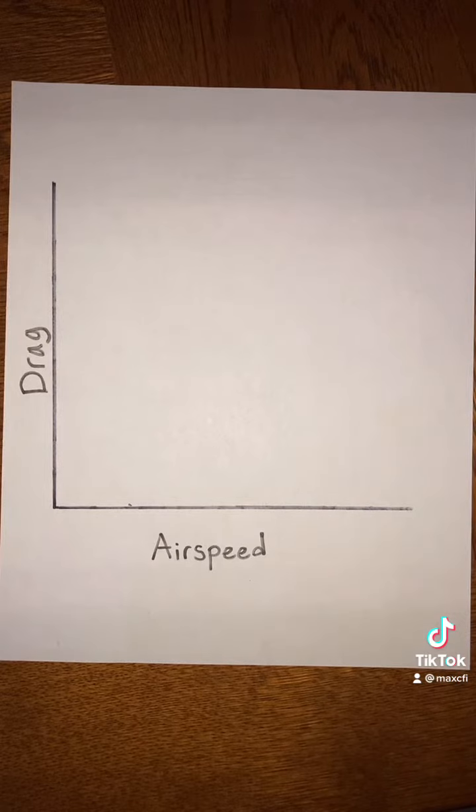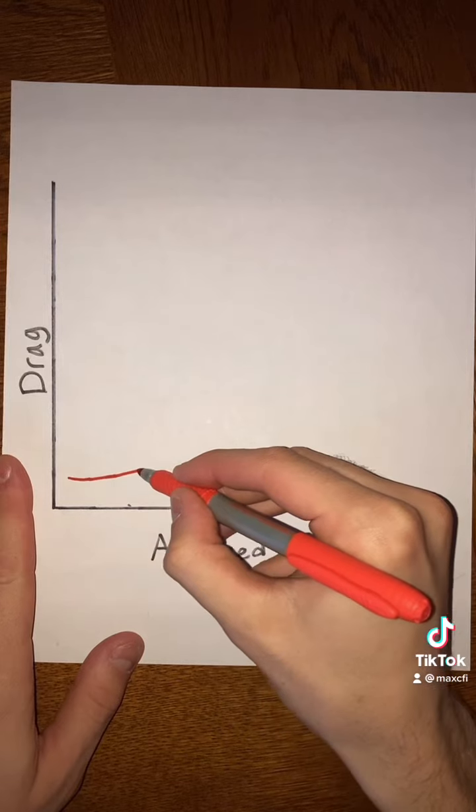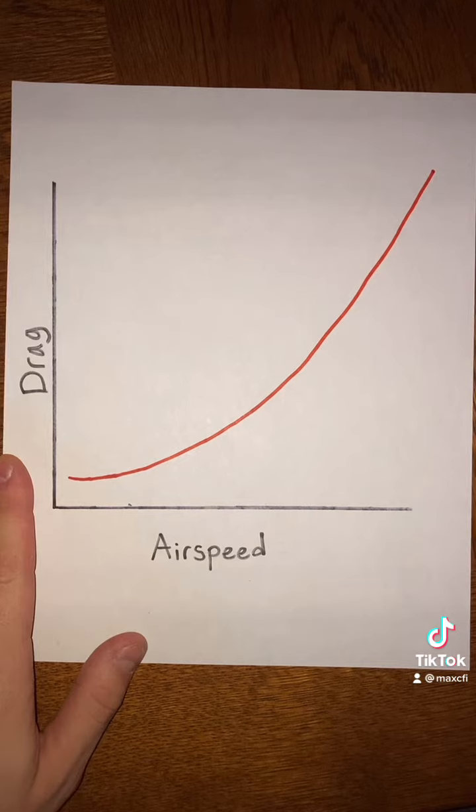So on a graph of drag versus airspeed, parasite drag might look something like this. It's pretty low at low airspeeds, and it gets more and more and more as airspeed increases.